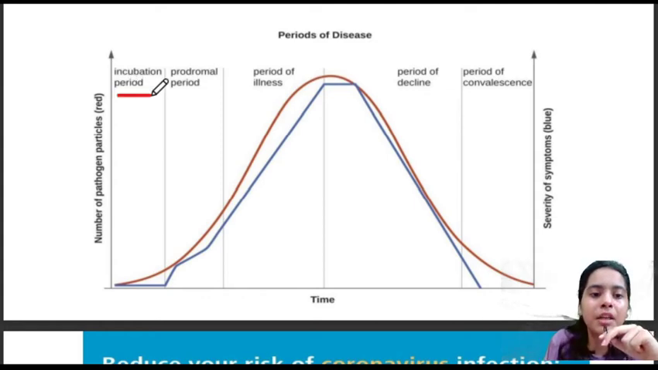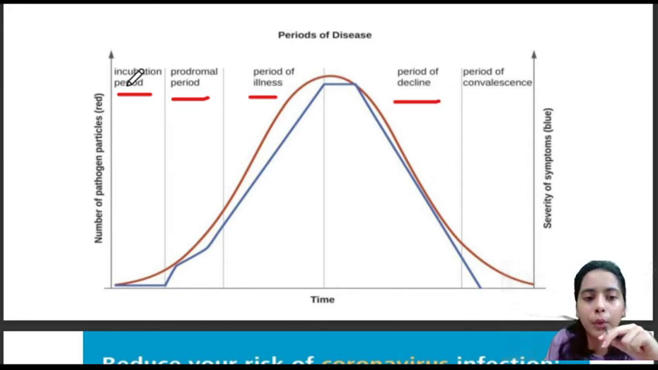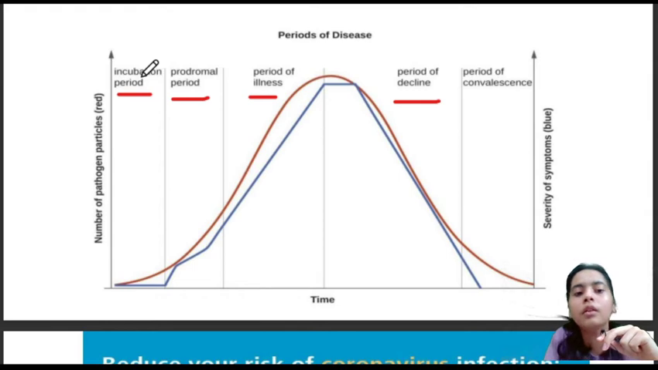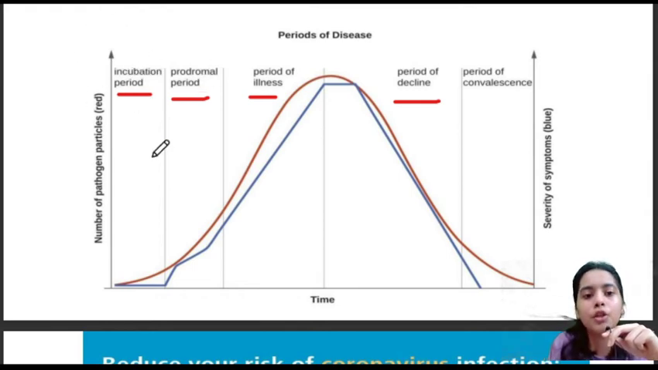The first period is the incubation period. Second, it is the prodromal period, then the period of illness. Fourth comes the period of decline, then it is recovery. So in the incubation period, what takes place? In the incubation period, the symptoms take place in a very mild way. Symptoms will be known in those who have a travel history from other countries abroad. So in that case, we have the incubation period.